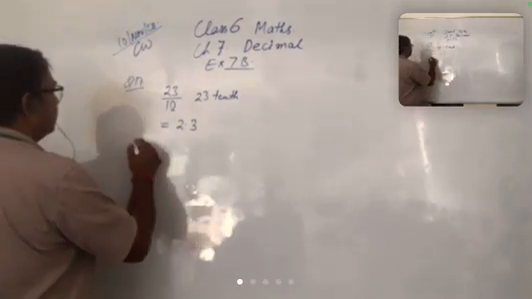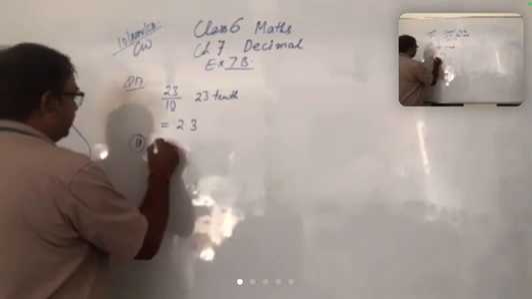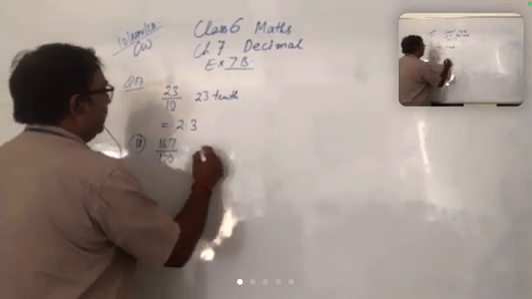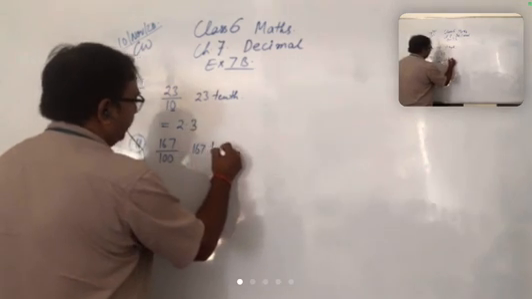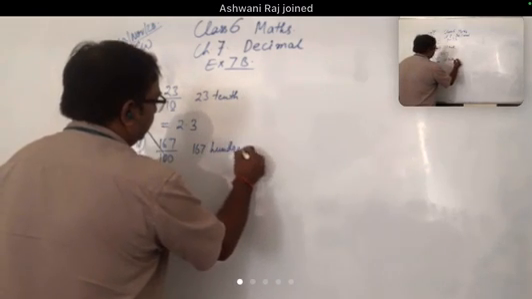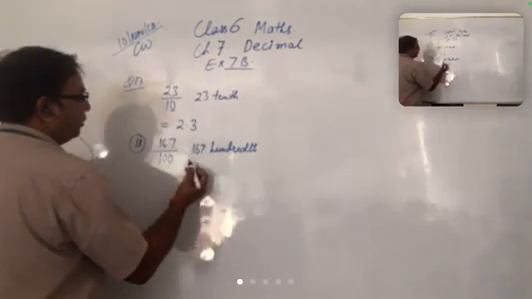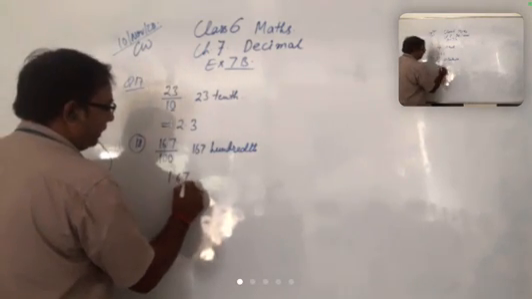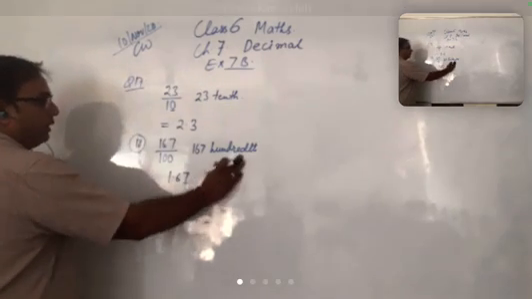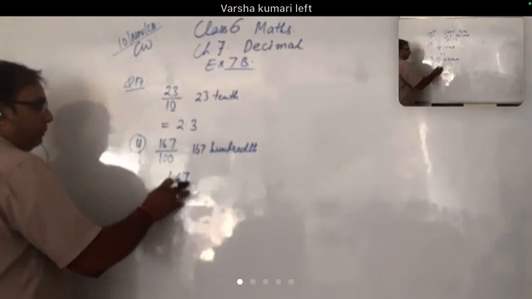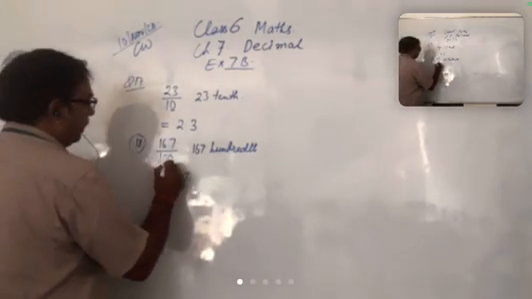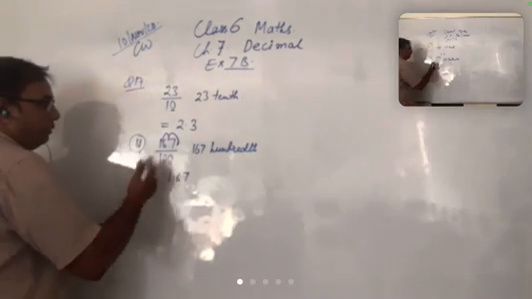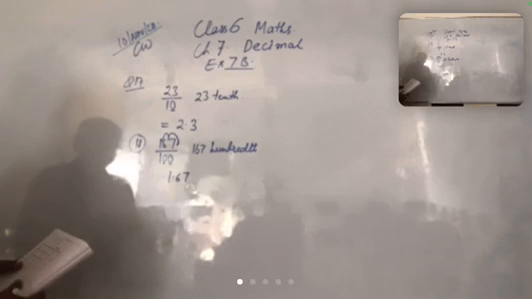Now the next is question number 18, which is 167 upon 100, meaning 167 hundredth. If it is 100, we know that this is 1.67, because we have to make the last digit the hundredth position. Is it clear? Or you just count 1, 2 and then put the decimal. You can put the decimal like this also.